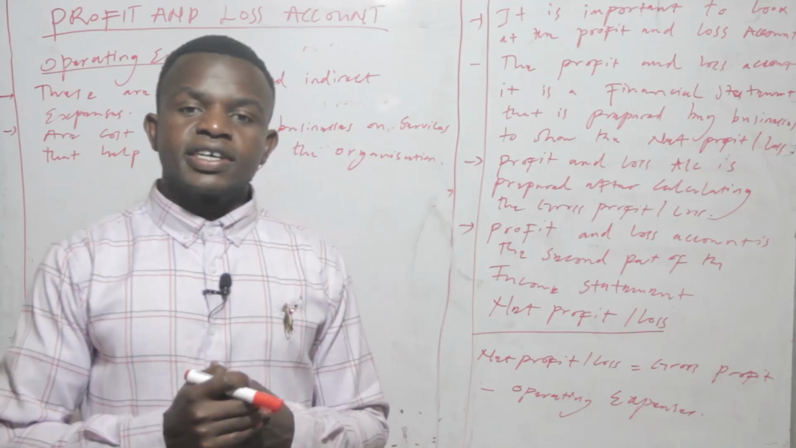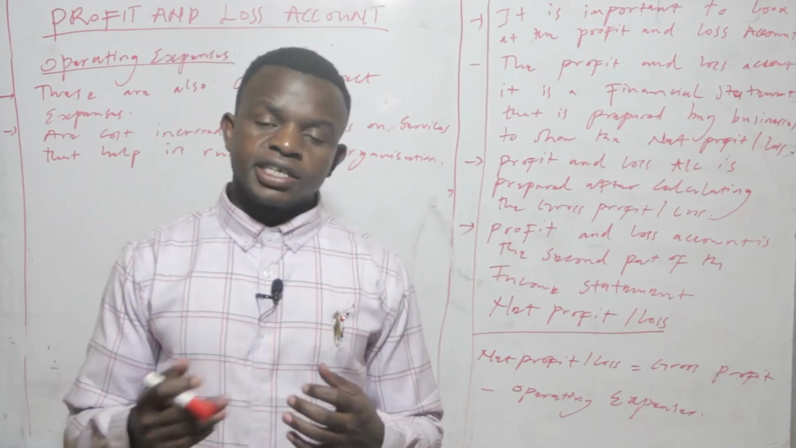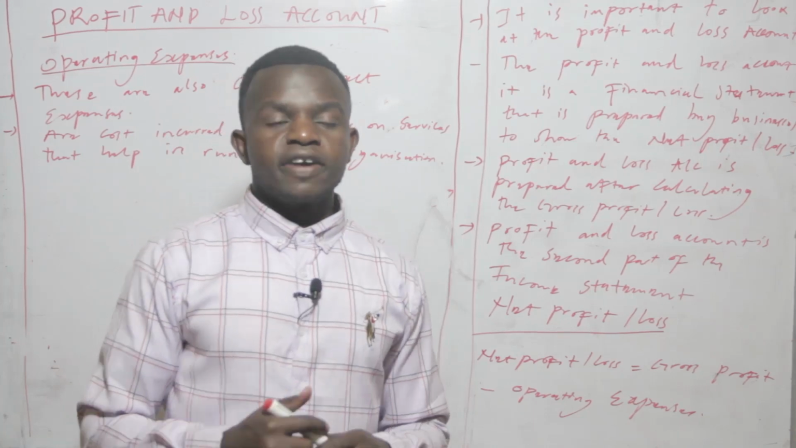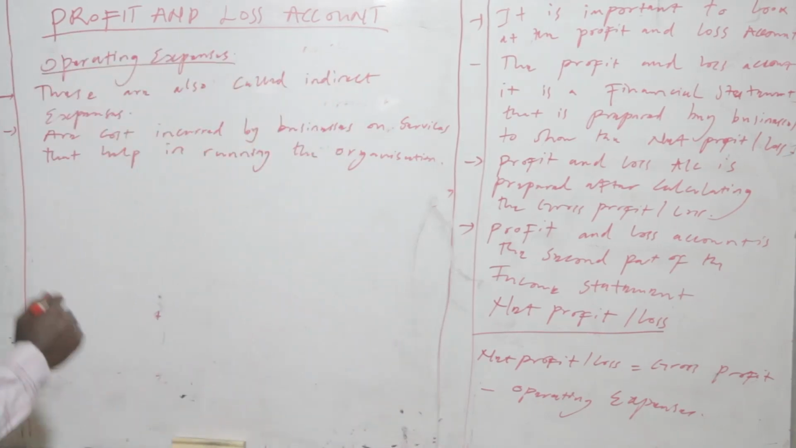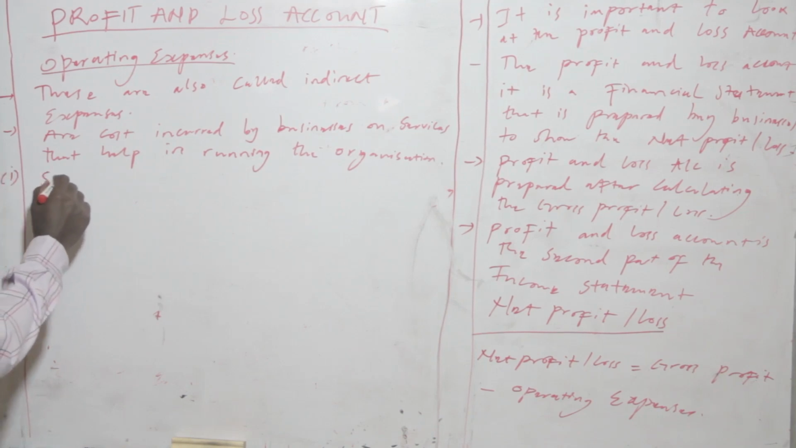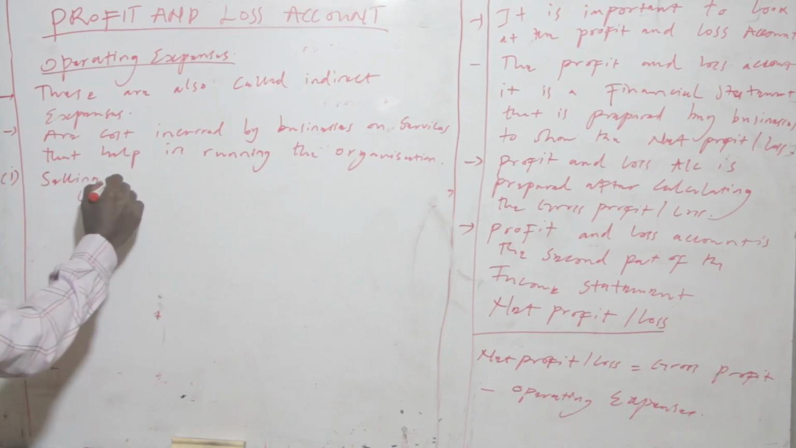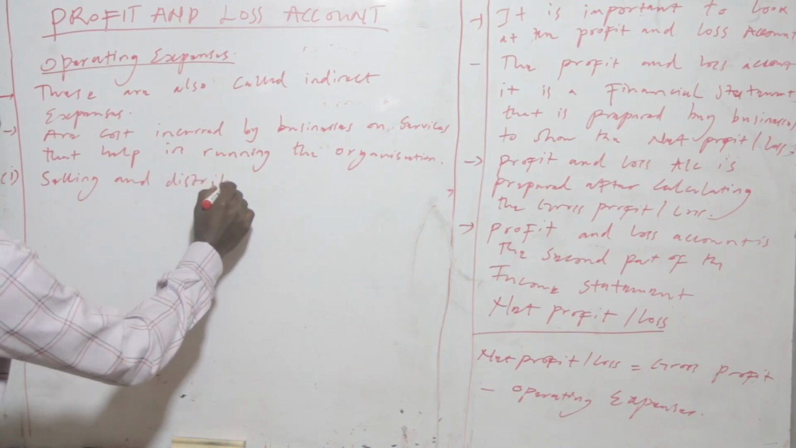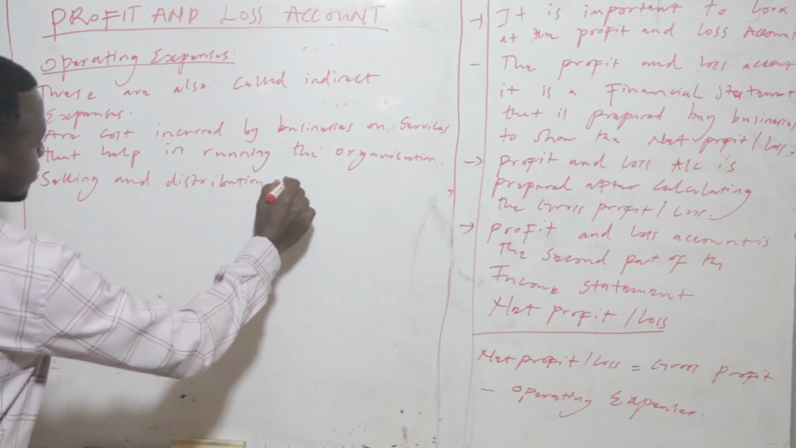I've said that these operating expenses can be divided into three types. They can be divided into selling and distributive expenses, then we also have administrative expenses, then we also have financial expenses. So we're going to start with the first one, which is selling and distribution expenses.